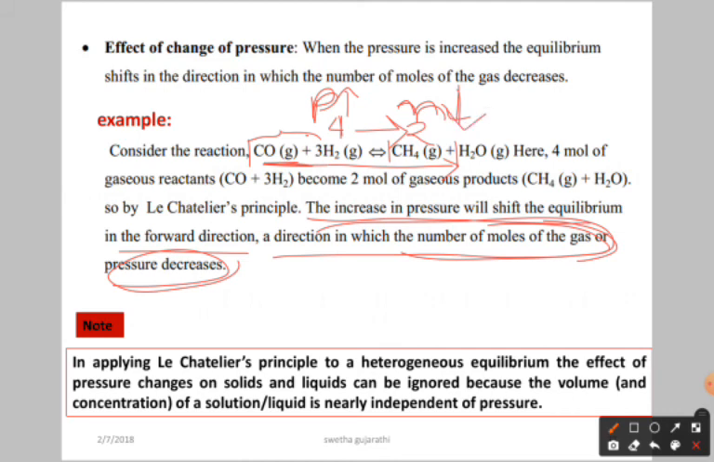Now for the reverse: if pressure is decreased, the reaction proceeds in the direction where the number of moles increases. Don't worry, we are going to take some examples based on this also.